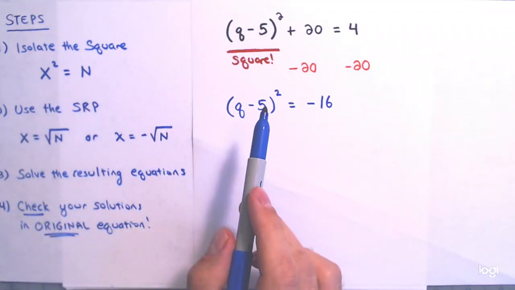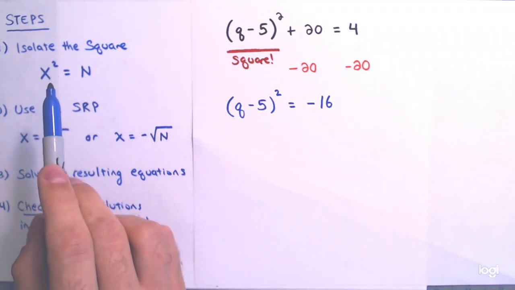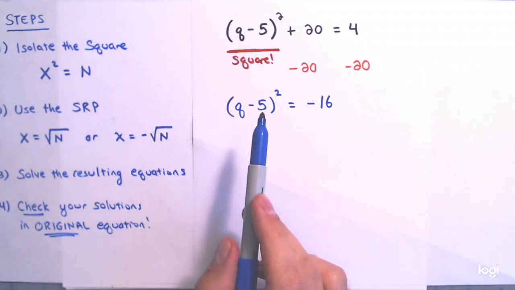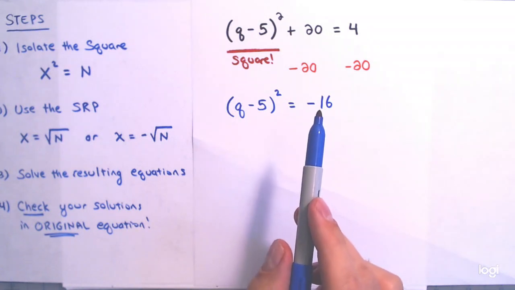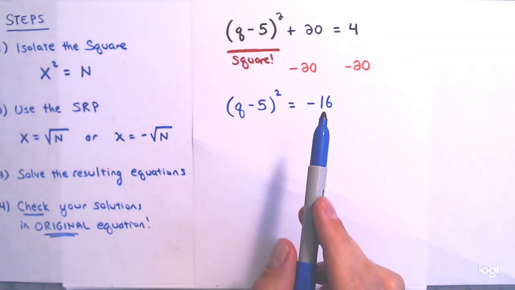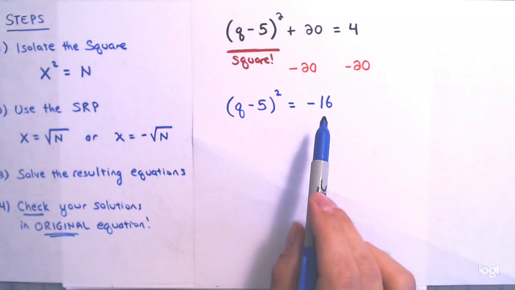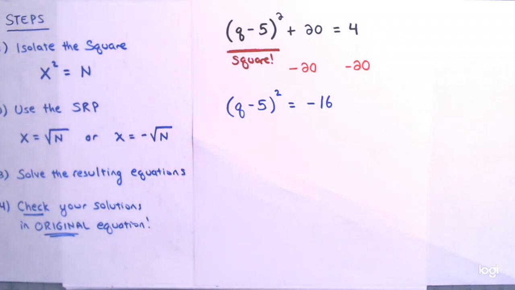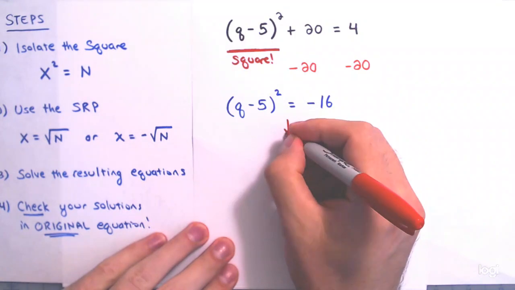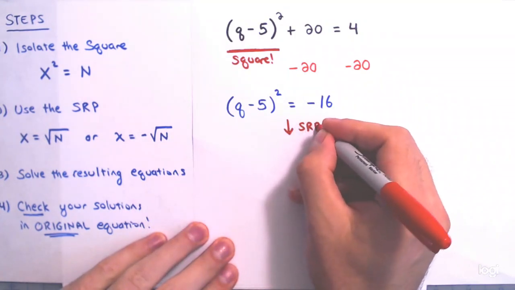So it's just like the form here. The square is alone. But instead of x squared, x is the q minus 5, and the n is the negative 16. Notice that is a negative number. And you've seen in previous examples, when that's a negative number after isolating the square, you'll have solutions that have the imaginary unit i in them. You'll have imaginary parts to your solutions. All right, so now that I have the square isolated, by that square root property, SRP again.